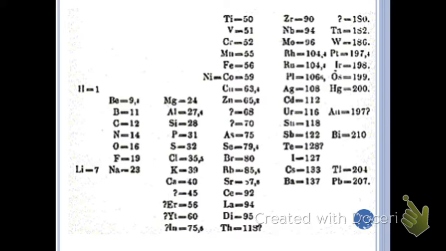Maybe you want to write this down: Mendeleev's arrangement is first by atomic mass, not by atomic number. He organized it by atomic mass. So his name's Mendeleev. He organized his table.